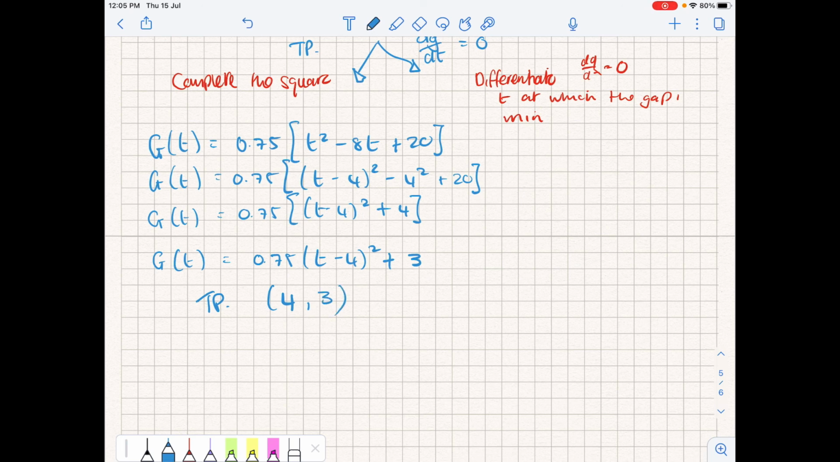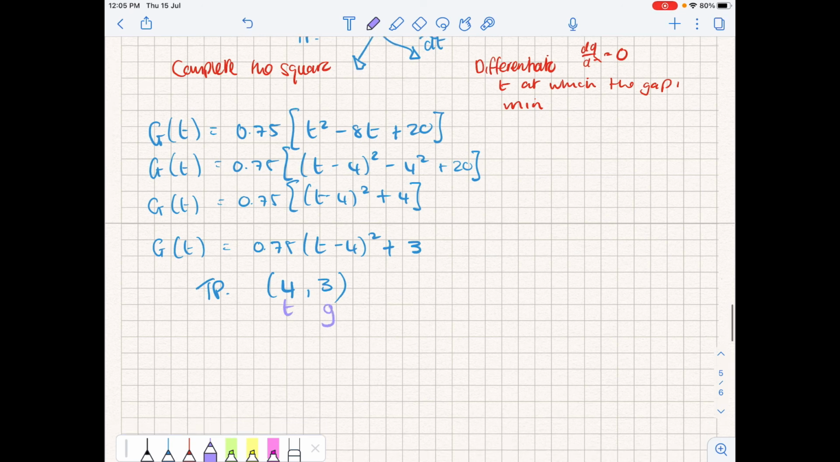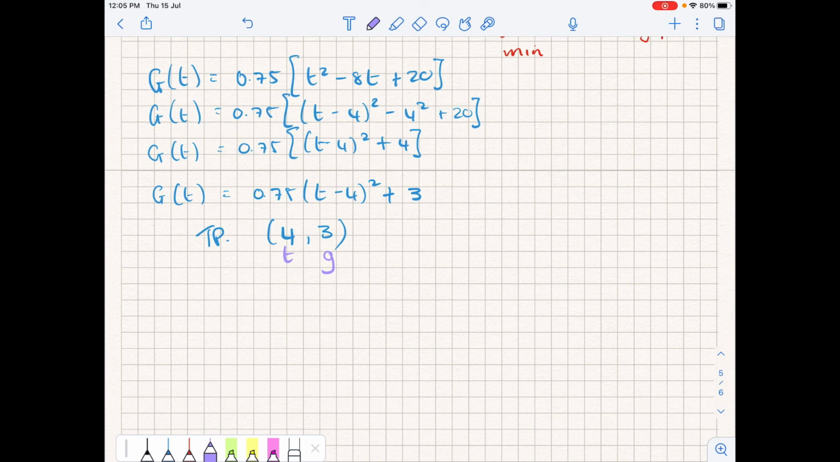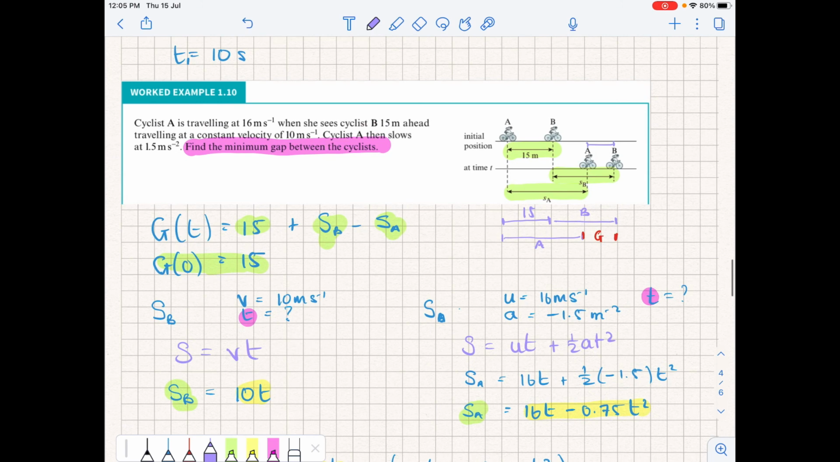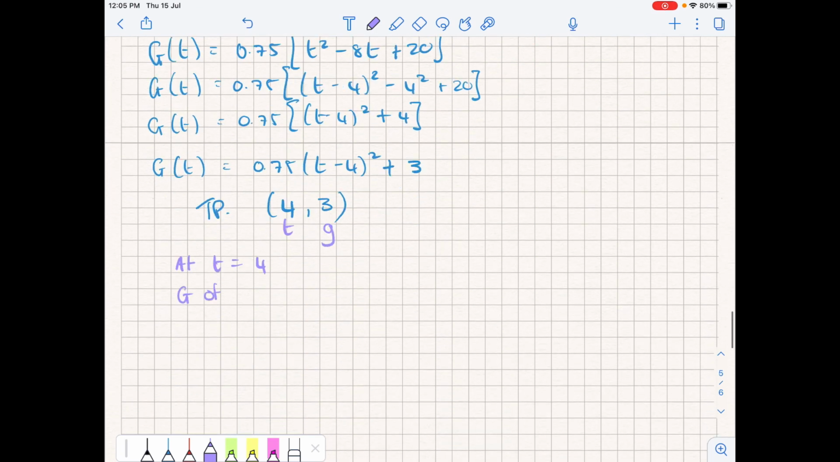Okay, remembering we have x and y, except we don't have x and y, we have t and g, right? So the time being my x coordinates, so this is time, and this is the gap, right? So the minimum gap happens at t equal to 4. We have a gap of, we have to go back and look at the units we were given, meters. So we have a gap of 3 meters.